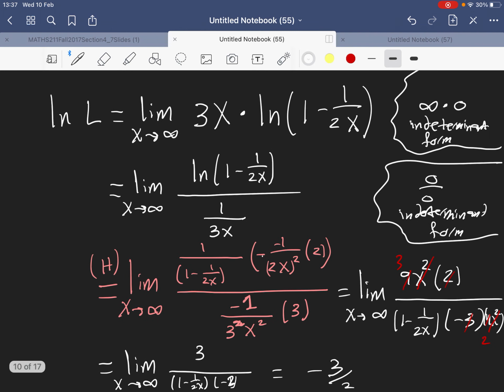And this is just ln L. If you want to get L alone, take e for both sides, so the answer will be e to the negative 3 over 2. That's how we solve this question. This is a good question. It takes a little bit of work, and we managed to solve it here.